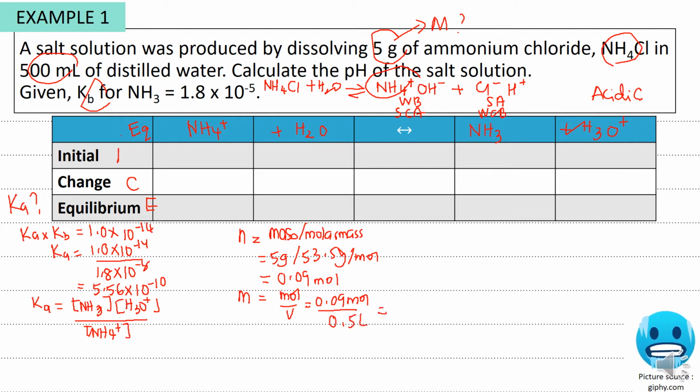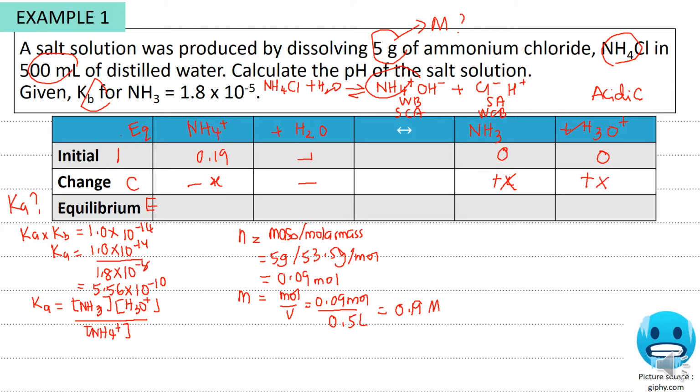So this will be 0.19, nothing for the water. For the initial, there will be 0 for the products, no addition yet. And after the reaction occurs, the change will be negative X for the reactant, excluding the water. So NH3 will be positive X, and this one will be positive X. At equilibrium, just add I and C: 0.19 minus X.